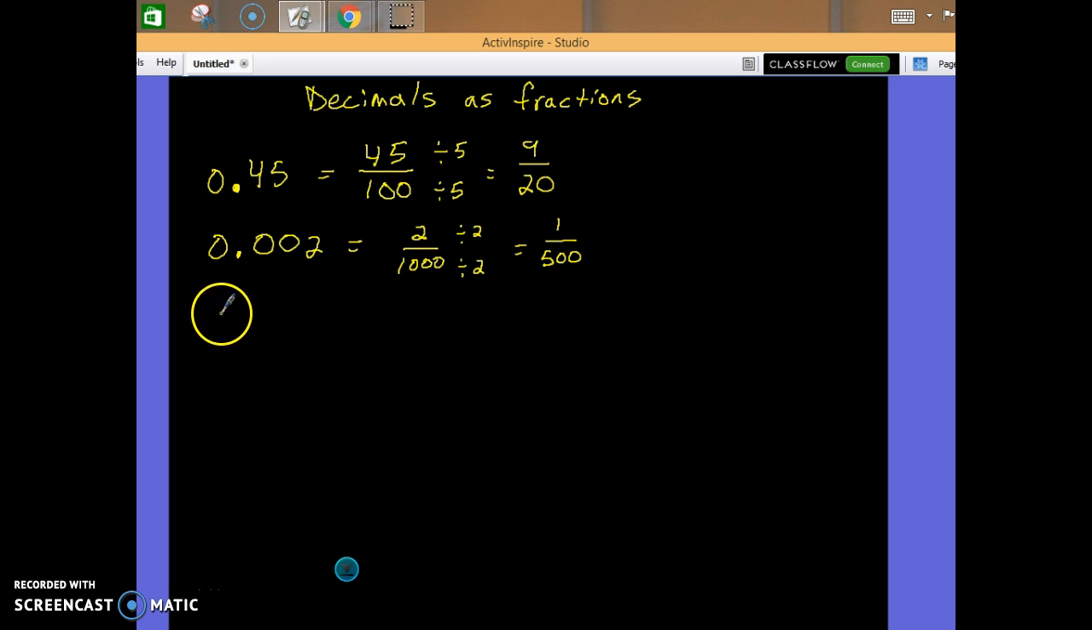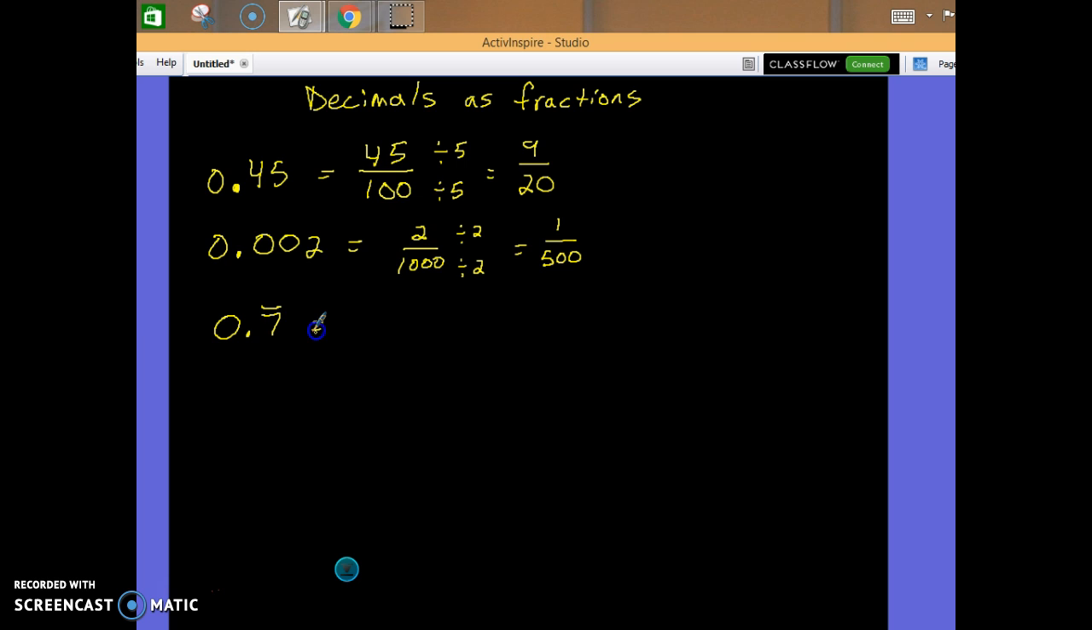We can't quite do the same thing with repeating decimals, such as 0.7 repeating. We have a 7 here, but we can't put the 7 over a 10, even though there is a 7 in the tenths place, because 7/10 would be 0.7 without the bar notation.